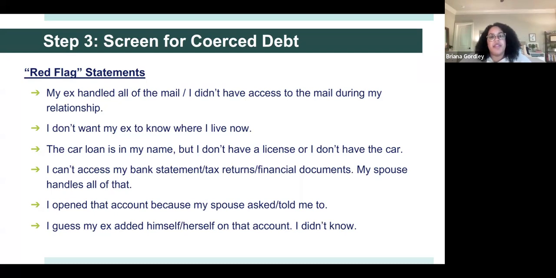So going through a few of these, for example: "My ex handled all of the mail," or "I didn't have access to the mail during my relationship." "I don't want my ex to know where I live now." "The car loan is in my name, but I don't have a license or I don't have the car." "I can't access my bank statement or tax returns or financial documents. My spouse handles all of that." "I opened that account because my spouse asked or told me to." "I guess my ex added himself or herself on that account."